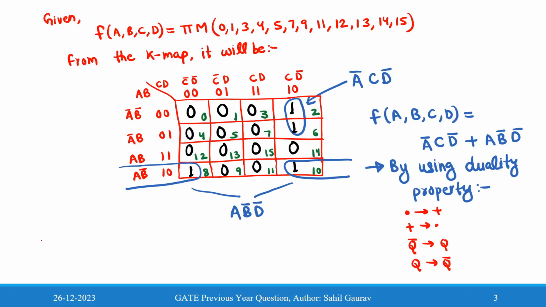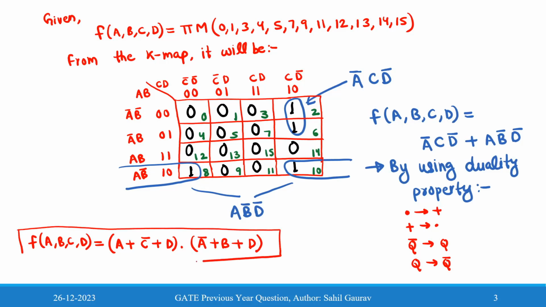Therefore, by using the duality property, we can write this function in terms of max terms. A bar will get converted into A, and multiplication will convert into plus, and C is converted to C bar, and multiplication is converted into plus, and D bar is converted into D, and plus will convert into multiplication, and A is converted into A bar, B bar is converted into B, multiplication converted into plus, and D bar is converted into D. So this will be the final answer with the max terms.